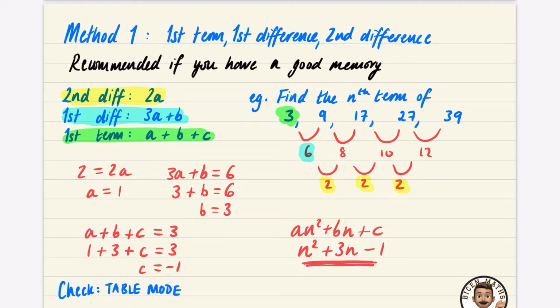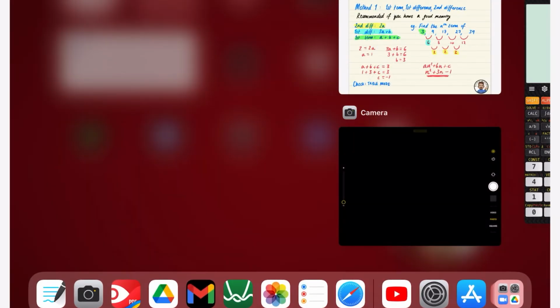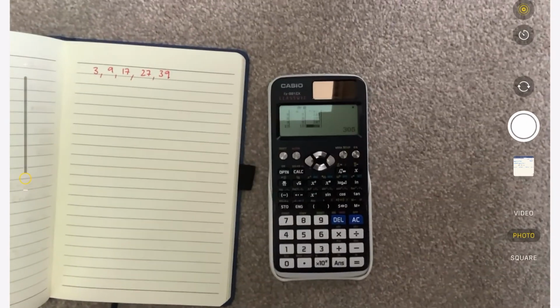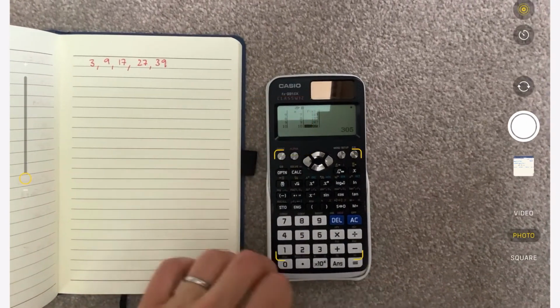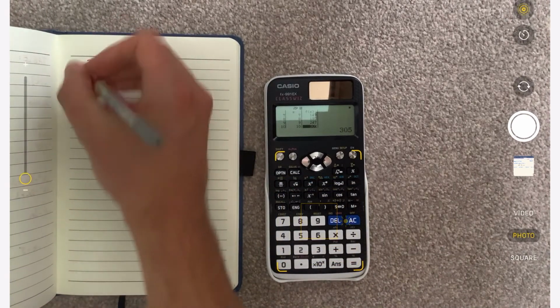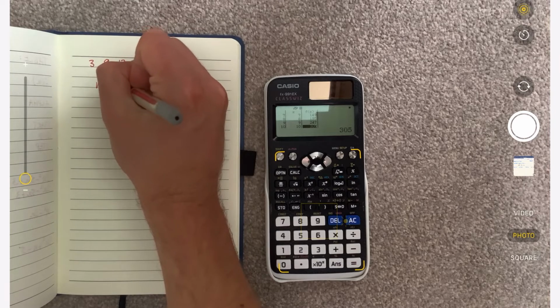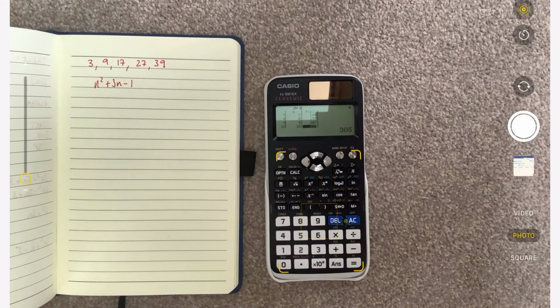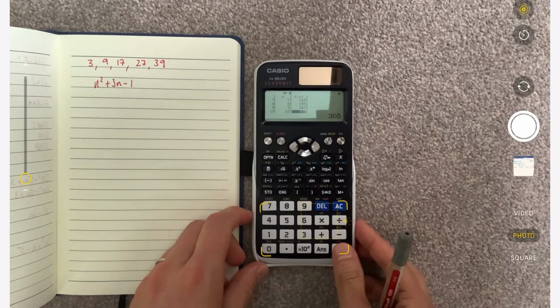So I'm going to now go to the calculator and see if we can check that this is actually going to be the correct answer. So it's n squared plus 3n minus 1. Okay, let's just quickly get this focused in on here. So we think it's going to be n squared plus 3n minus 1. We're going to use the calculator to check if we've got it right. So you're going to go back to table mode.